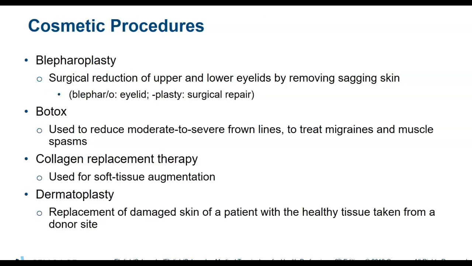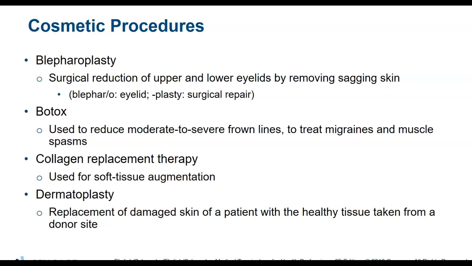Some of the cosmetic procedures that you're going to see: blepharoplasty is where they get their eyes done to remove all the saggy skin. We know Botox can be injected to get rid of the frown lines, but Botox is being used to treat migraines and muscle spasms, and it's actually very successful. You get a lot of different injections into your scalp for the migraines, but it's really been very successful.